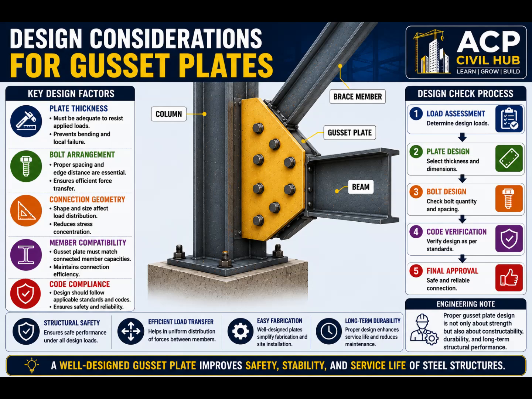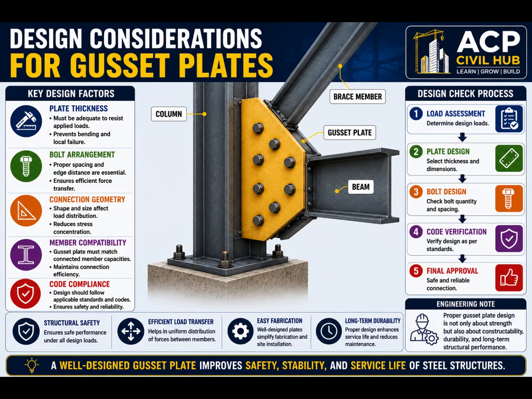Now let's discuss some important design considerations. The first factor is plate thickness. The plate thickness must be sufficient to resist applied loads and prevent yielding or local failure. The second factor is bolt arrangement. Proper bolt spacing, edge distance, and bolt layout are essential for efficient force transfer. The third factor is connection geometry. The shape and size of the gusset plate significantly affect load distribution and stress flow.